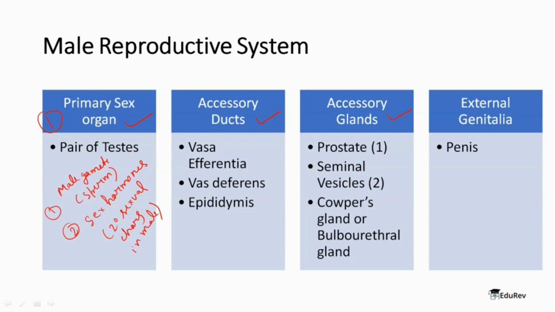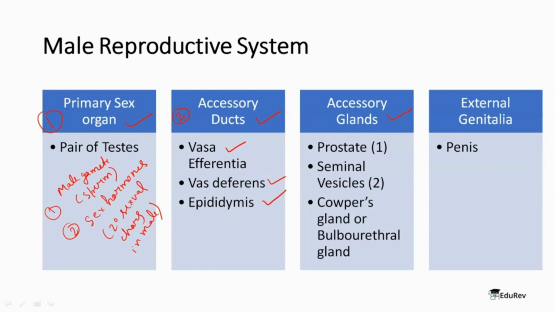Now come to the second, the accessory ducts. Their function is that they help gametes reach their final destination, or help in transport of these gametes. The examples of these ducts in the male reproductive system are vasa efferentia, vas deferens, and epididymis.